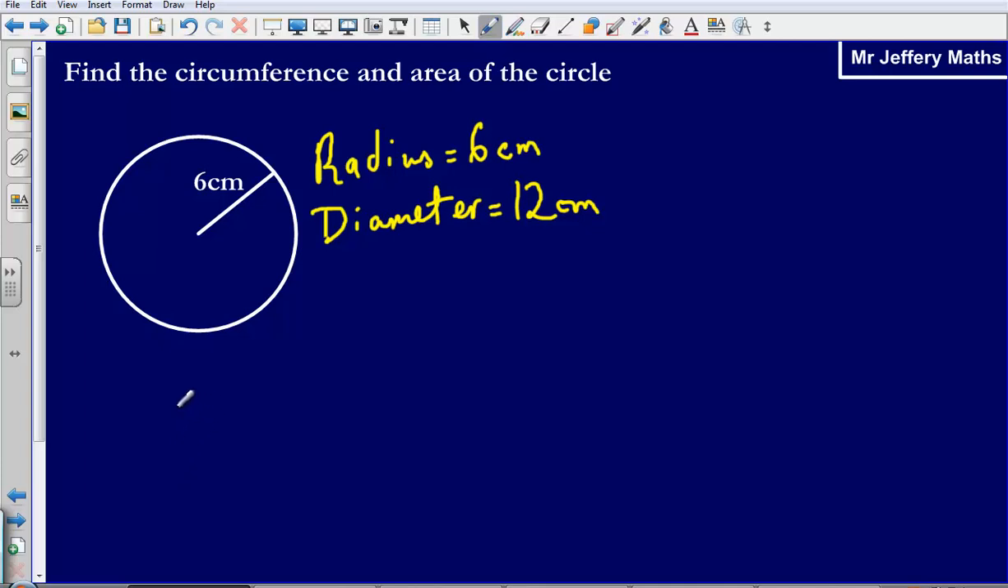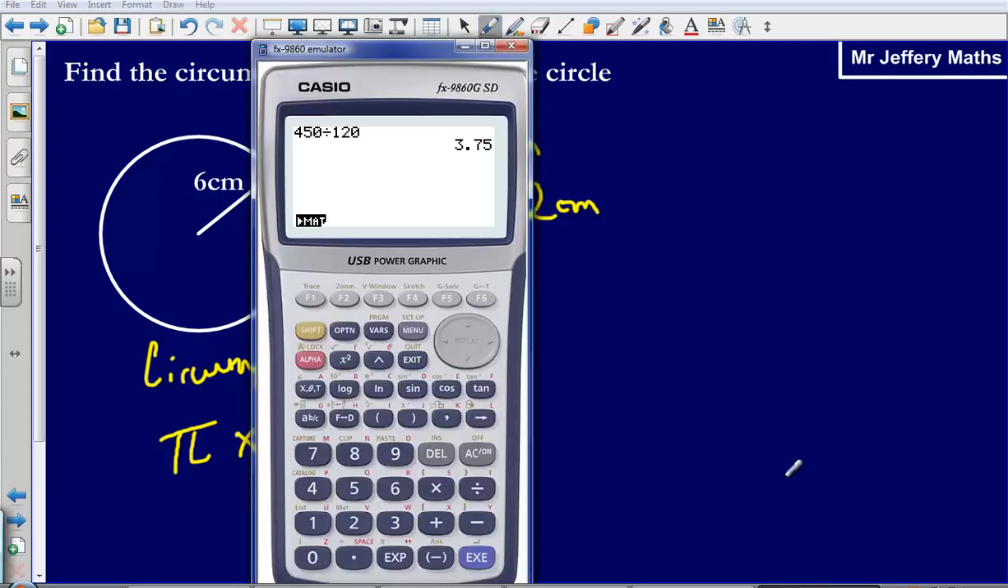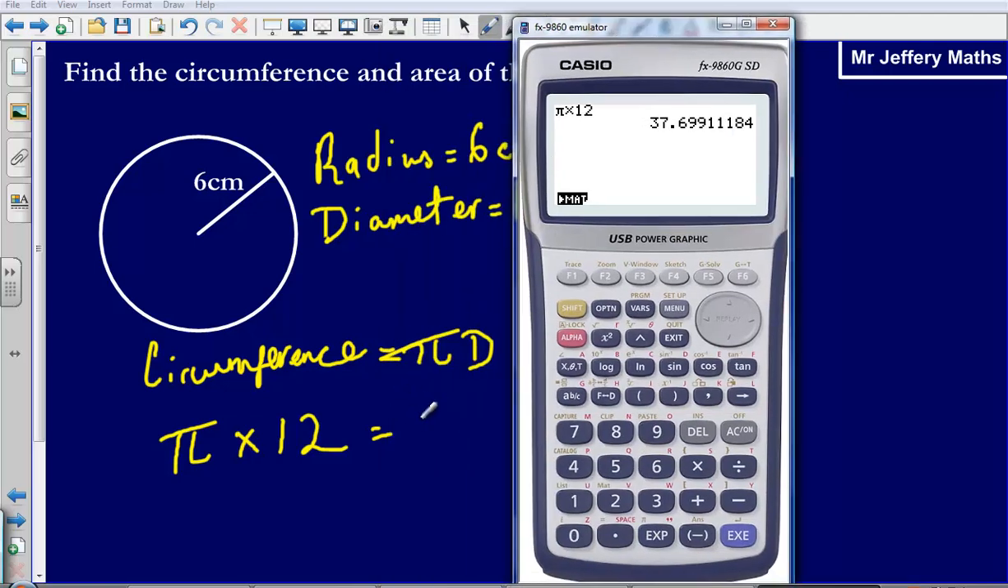So let's work out our circumference first. The formula for circumference is pi multiplied by the diameter. So the circumference is pi d. Now I've already worked out that the diameter is 12, so it's simply going to be pi multiplied by 12, and that's going to give me my answer. So let's work that out. Pi multiplied by 12, that's going to give me 37.7.